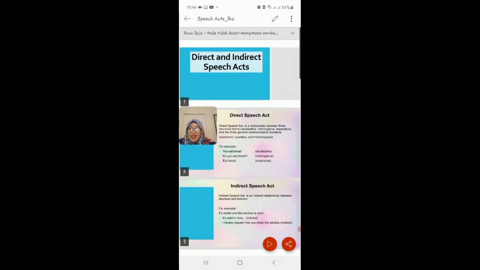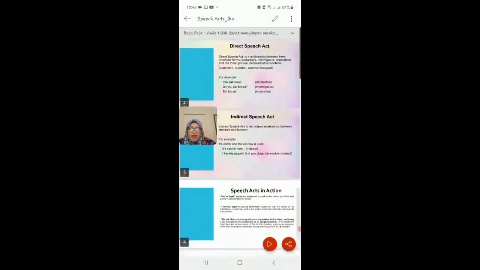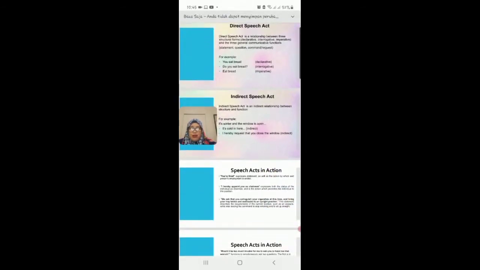Well, Direct and Indirect Speech Act. Direct Speech Act is a relationship between 3 structural forms. They are declarative, interrogative, and imperative. And the 3 general communication functions, that is statement, question, and command or request. Actually, you are really familiar with these terms in your English.